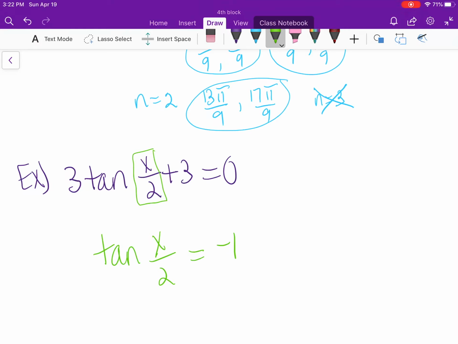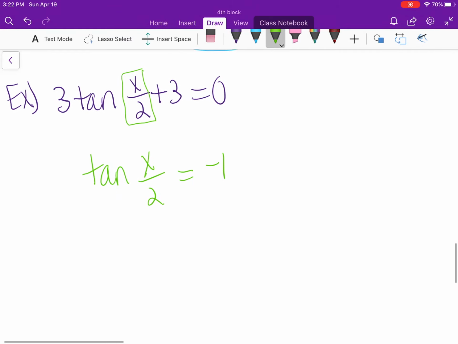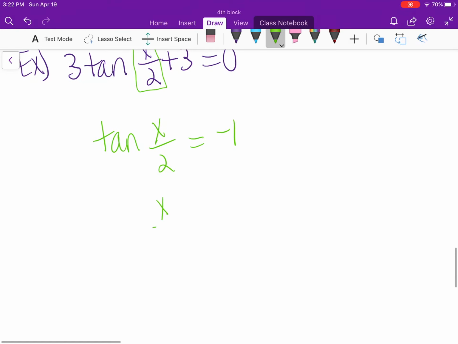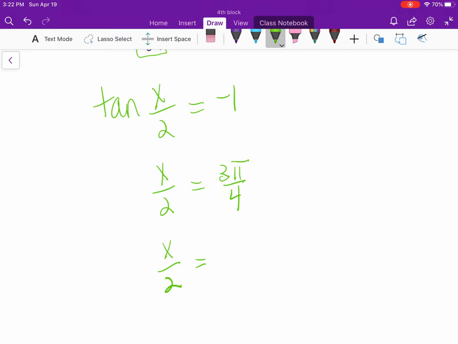Where does tangent equal -1? Well, tangent is y over x. So in order for y and x to cancel out and give you a 1, it's going to have to be one of our pi over 4s. But we only want the negative. So that's going to be the quadrant 2 angle and the quadrant 4 angle. The quadrant 2 angle is 3 pi over 4. The quadrant 4 angle is what, 7 pi over 4? Yeah, 7 pi over 4.